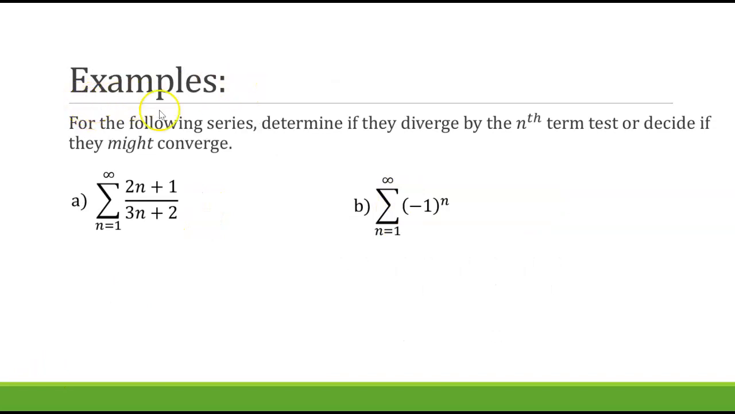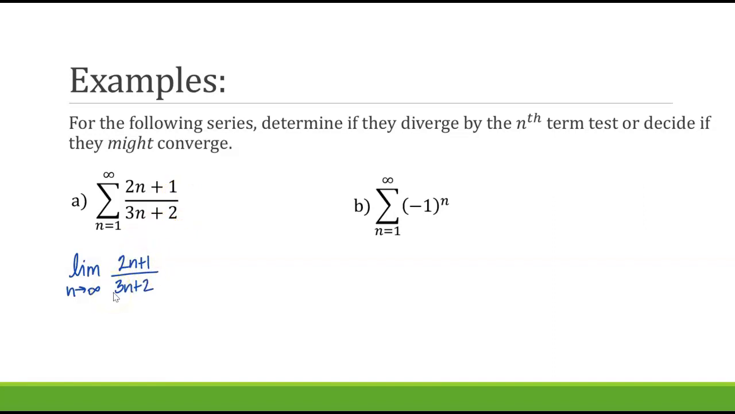Let's take a look at some examples. For the following series, determine if they diverge by the nth term test, or decide if they might converge. Alright, so for part A, the sum of n equals 1 to infinity of 2n plus 1 all over 3n plus 2. The nth term test, or the test for divergence, has us look at the limit as n approaches infinity of 2n plus 1 over 3n plus 2.